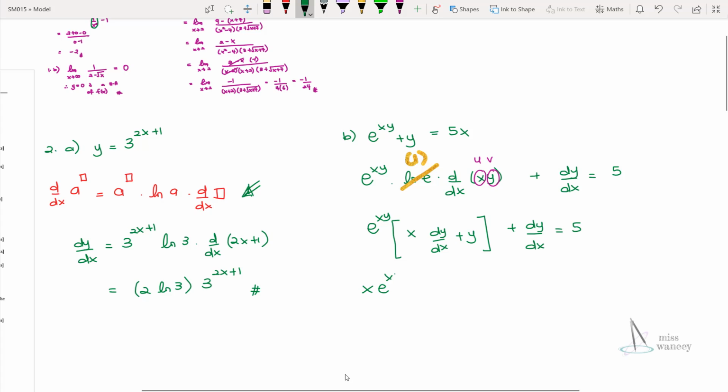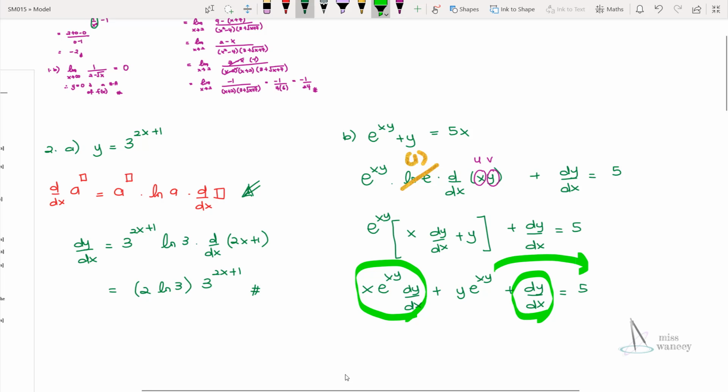So x e^(xy) dy over dx plus y e^(xy) plus dy over dx equal to 5. Basically, the terms that have dy over dx, I'm going to leave on the left hand side. The terms without dy over dx, I'm going to bring to the right hand side. Okay, let's see what happens. So this one is dy over dx, times x e^(xy) plus 1, equal to 5 minus y e^(xy).